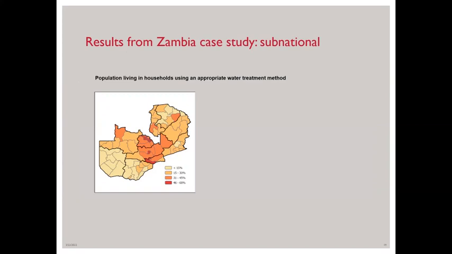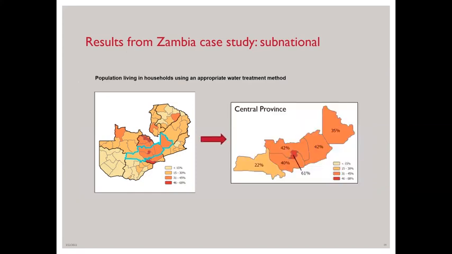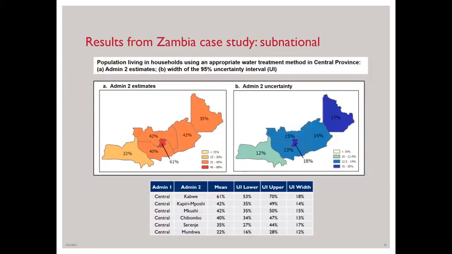So in addition to national data, sometimes it's easier to find value in these estimates at a subnational level, and you can see the districts more clearly. So here we'll focus on one particular Admin 1, Central Province. So the map on the right is just the zoomed in version of the selected province on the left. So the subnational results are shown here for Central Province. In Panel A, we have the Admin 2 estimates, and in Panel B, we have the uncertainty. And then in the table below, we have the metrics associated with the figures above.